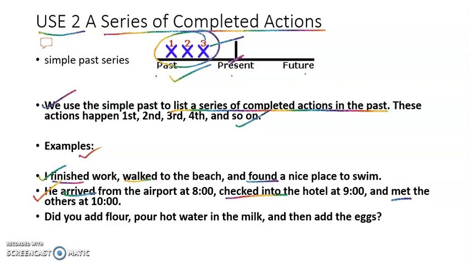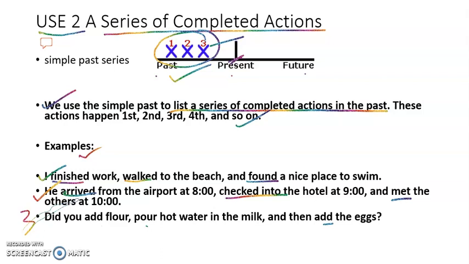Next sentence. Third. Did you add flour? Pour hot water in the milk? Then add the eggs? So here also a question form. Did you add flour? Pour hot water? And then add the eggs? So a series of questions we are asking somebody to know about it.